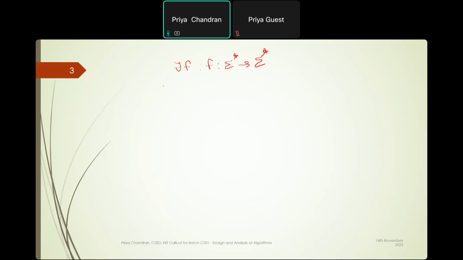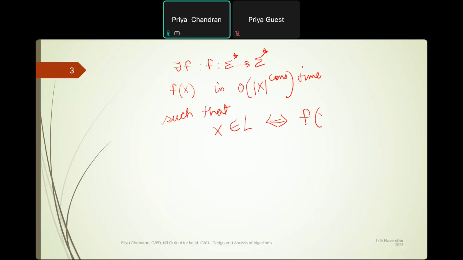and for every x belonging to or not belonging to L1, we would be able to compute f(x) in order of x raised to a constant number of steps, such that x belonging to L1 is logically equivalent to f(x) belonging to L2, which would mean that one could use the solver for L2 to solve L1.